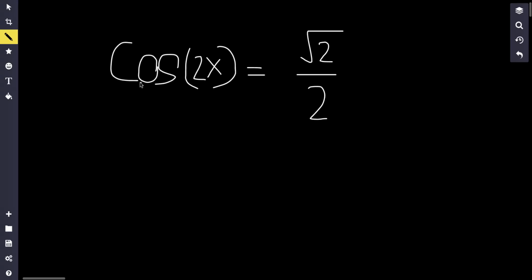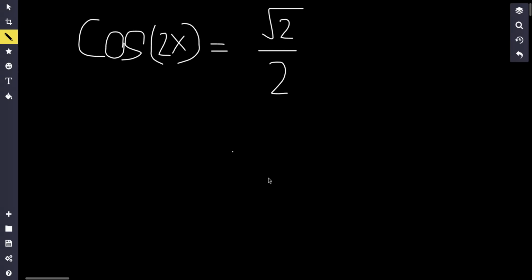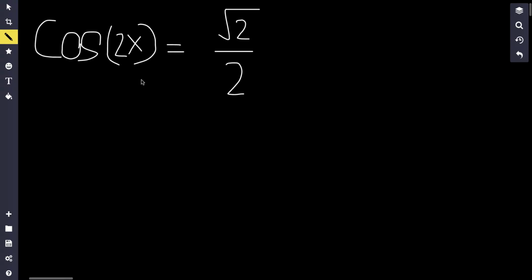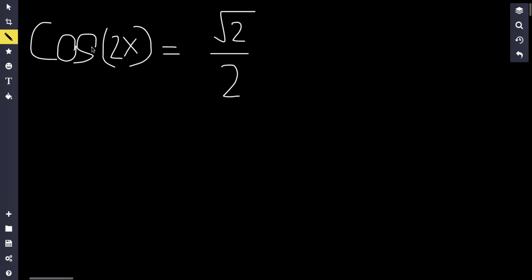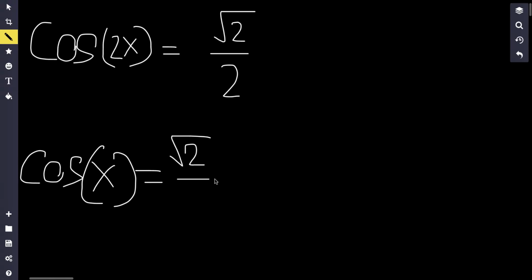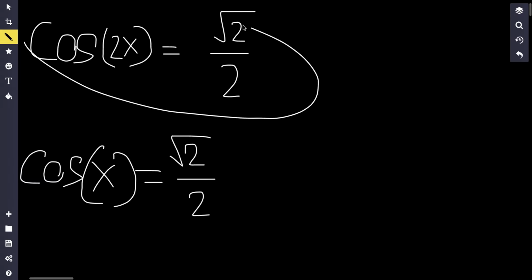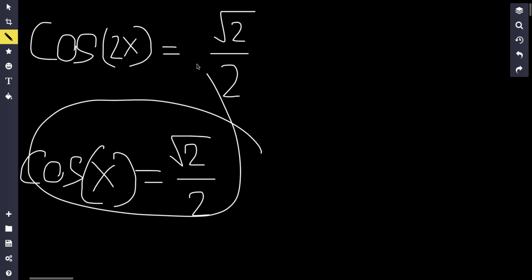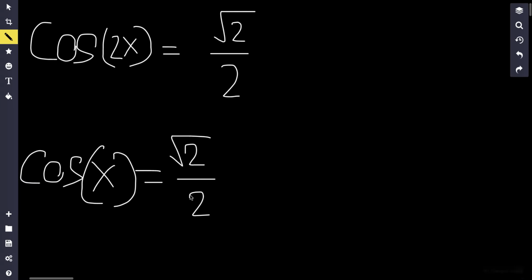Let's say we have cosine of 2x is equal to root 2 over 2. How do you solve this? So one thing you can do is, let's say, cosine of x is equal to root 2 over 2, and you can solve this equation using the unit circle. So how can we get cosine of 2x to look something simpler?